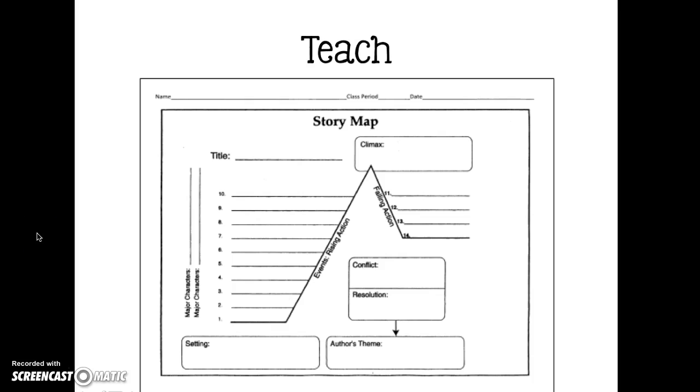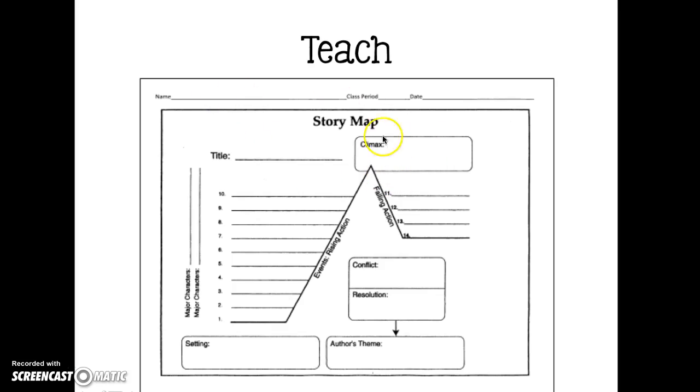Now, our story maps start with our beginning, and in the beginning, we introduce our characters, we introduce the setting, and we give some other background information. We introduce what our need is or what our want is, what the character wants.